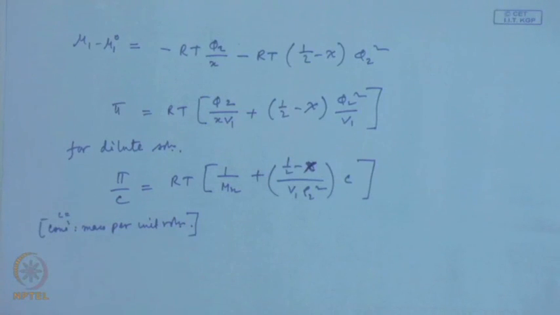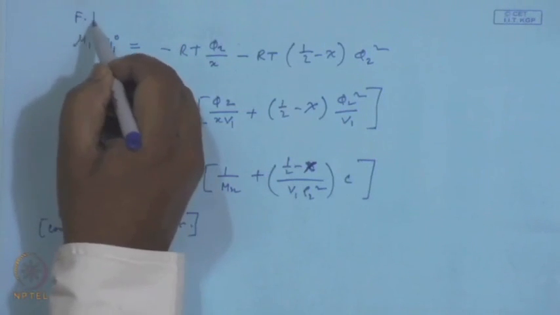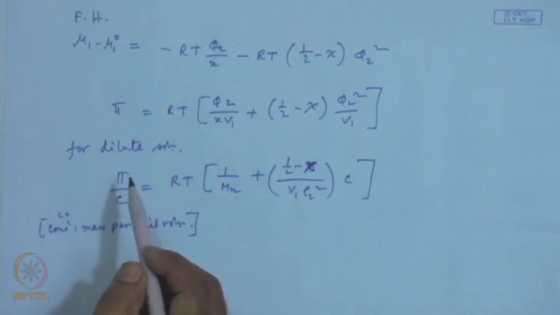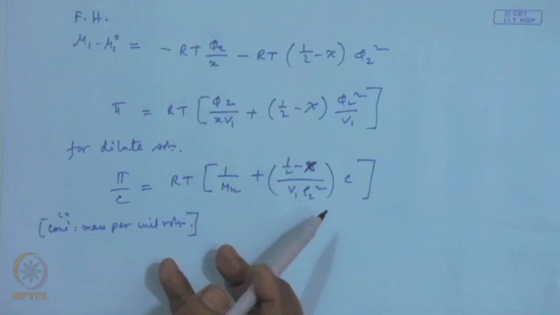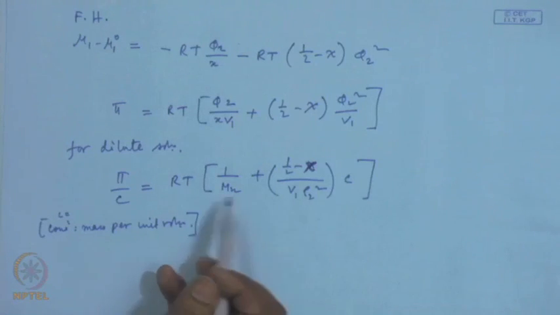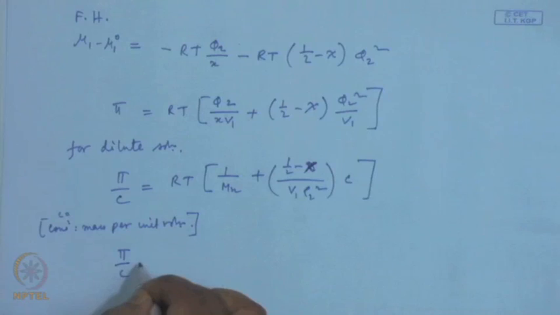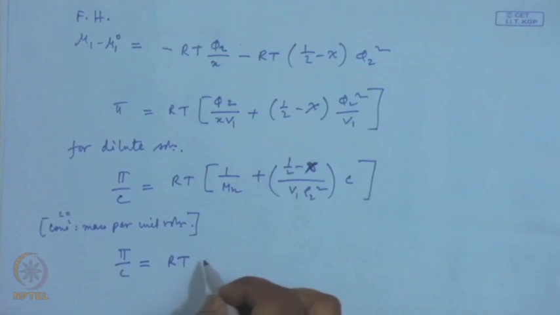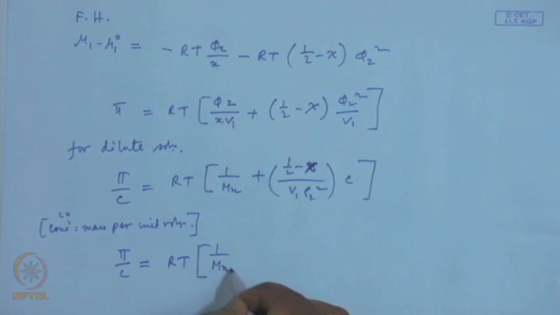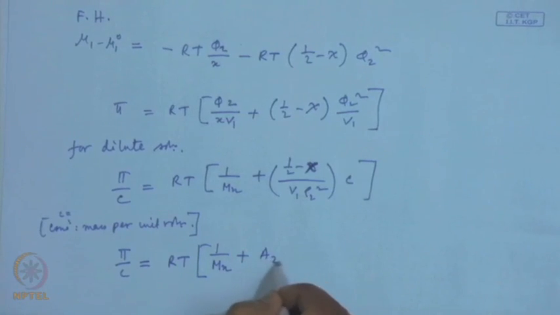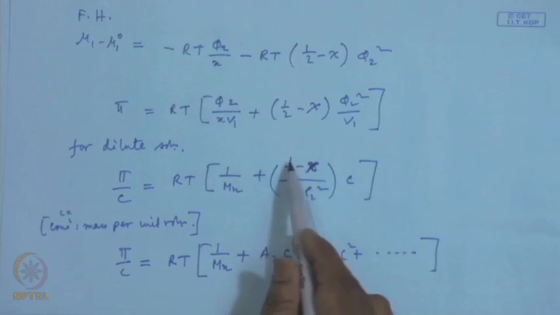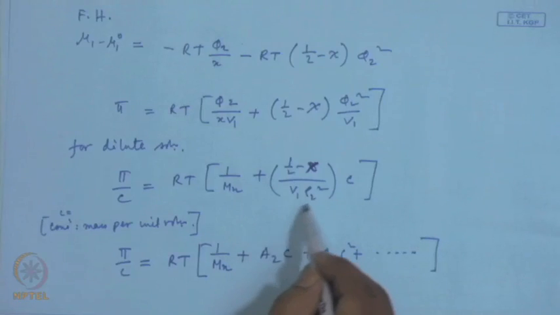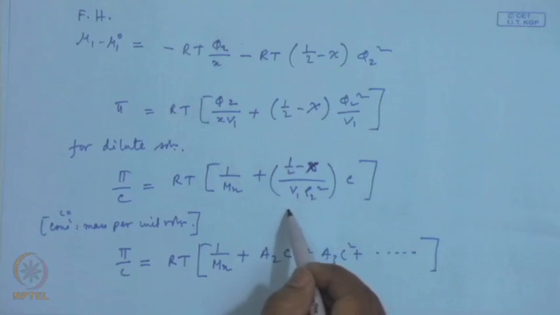this expression, the Flory-Huggins expression, is from Flory-Huggins theory. Flory-Huggins theory is not applicable for dilute solutions. Instead, like earlier cases, we can write this expression as a virial expression: A2C plus A3C square, like this, where A2 is nothing but this term.